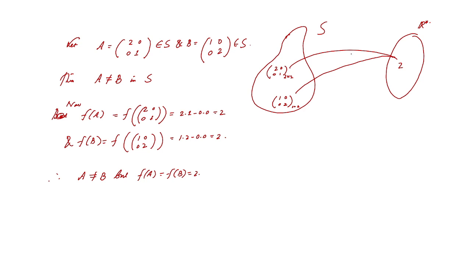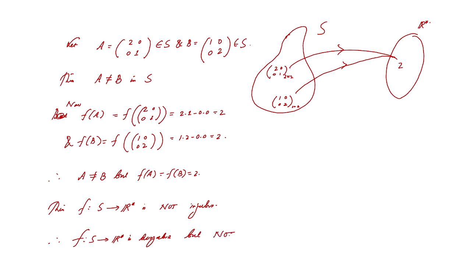So two distinct elements in S have the same image, this is 2. Thus f from S to R star is not injective. So what we proved? We proved f from S to R star is a surjective map, but not injective.